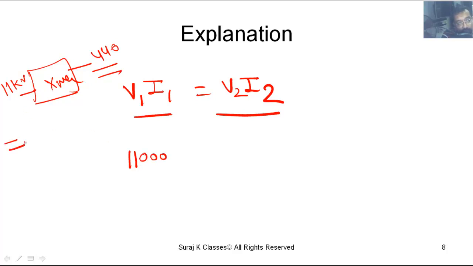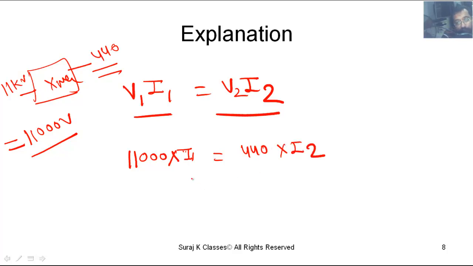Okay, 11 kV is on my primary side. 11 kV is nothing but 11,000 volts. Agree or not? You all know this is 11,000 volt, and there is some amount of current. Let's say keep it I1 only, and V2. I'm getting what at V2? This is 440 volt. Okay, and I2.